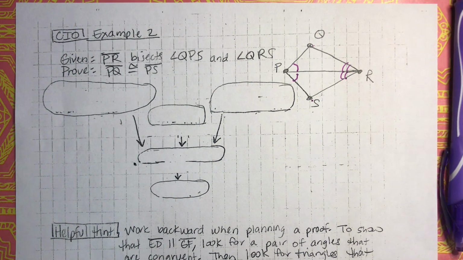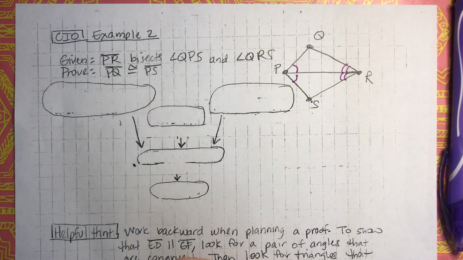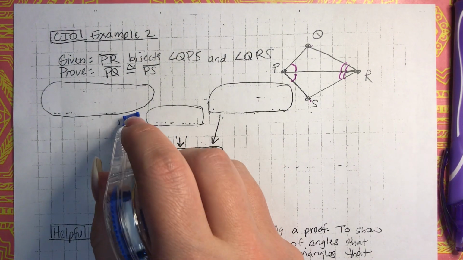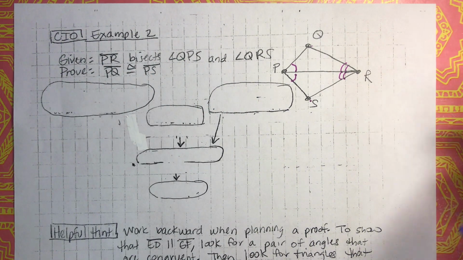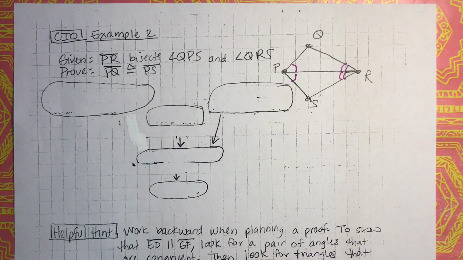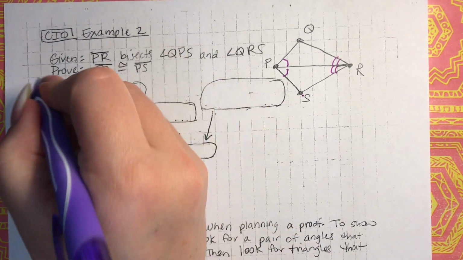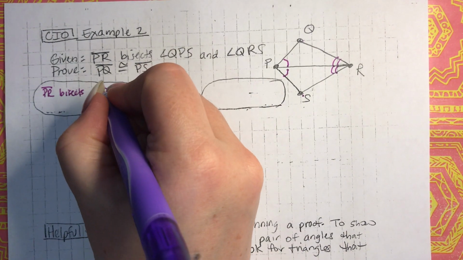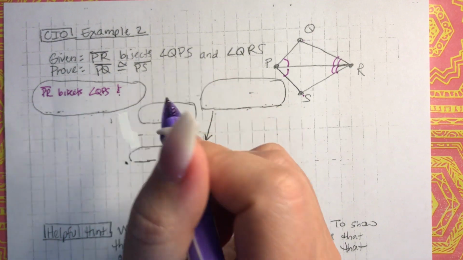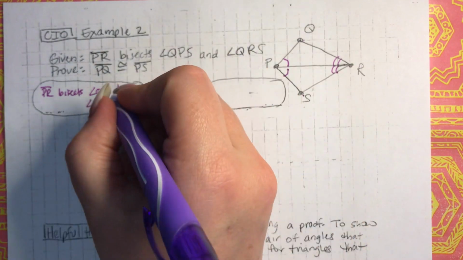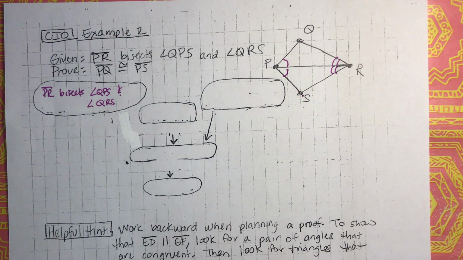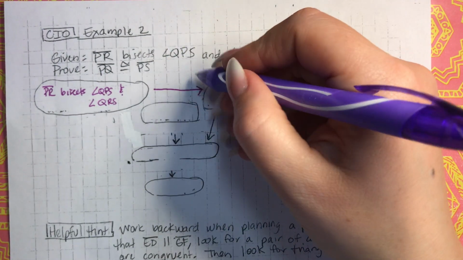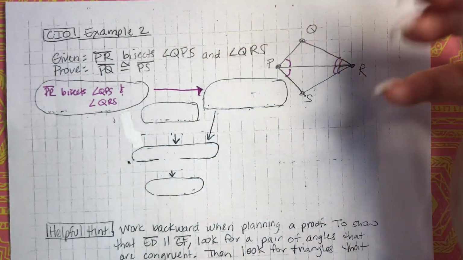So I think what I'm going to do is I'm just going to change this line right here. I'm going to white this line out. And I'm going to write this given information here. So line segment PR bisects angle QPS and angle QRS, and then because of that, I'm going to make this arrow go here, and that's not usually the way flowchart proofs go, but we're just going to make an adjustment for this one.